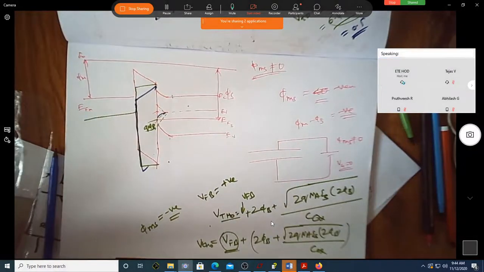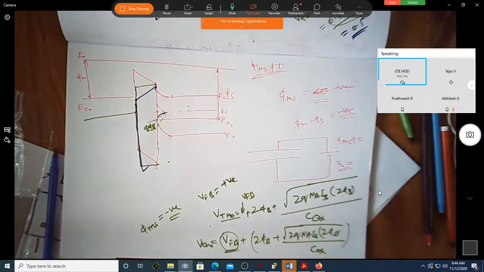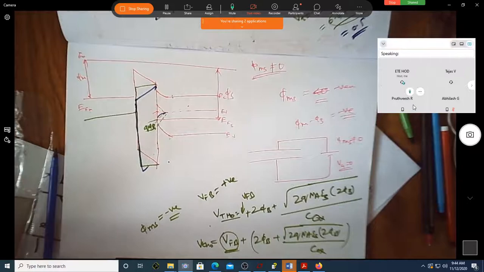So that's why, have you noticed, for the gate, what is the material that we are using? Polysilicon. This is very important.